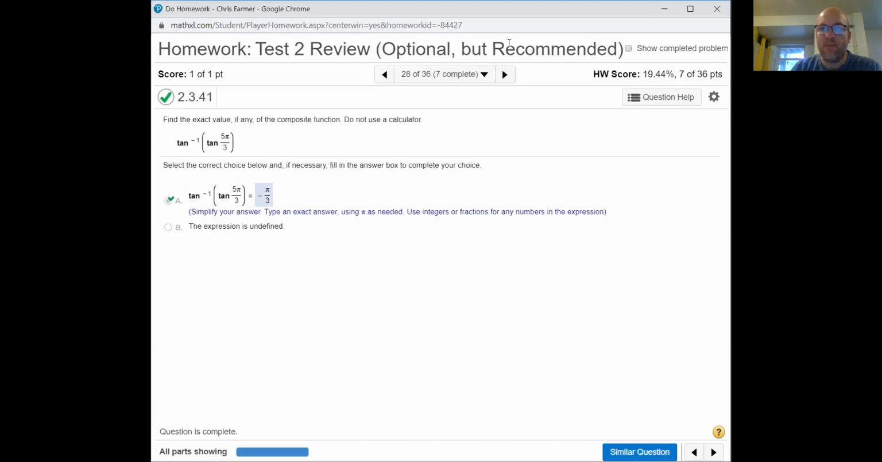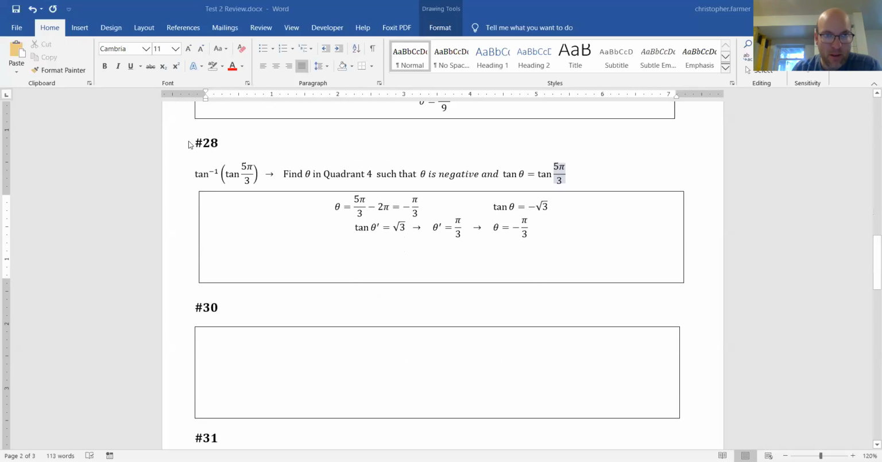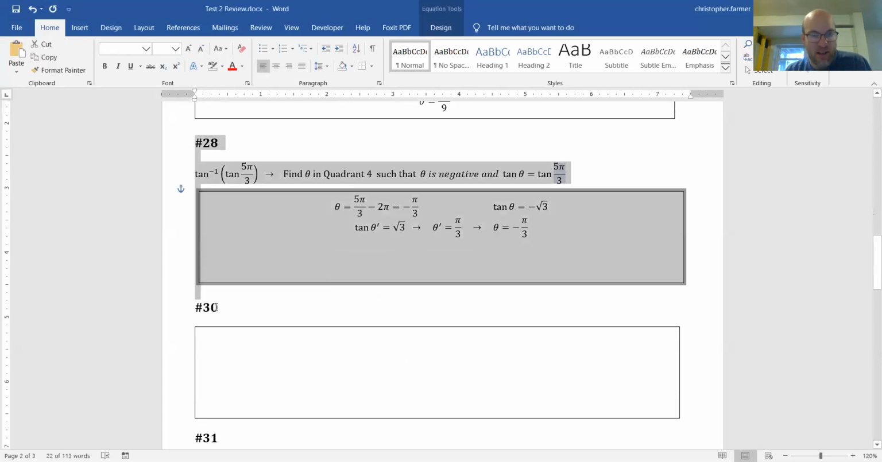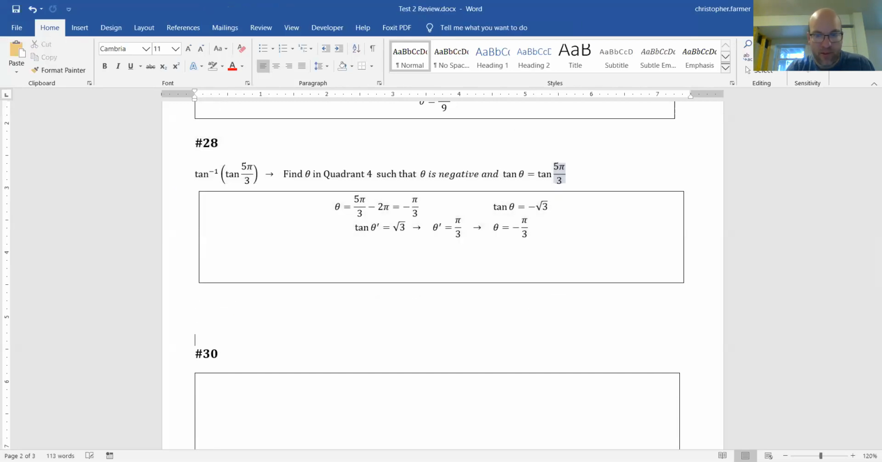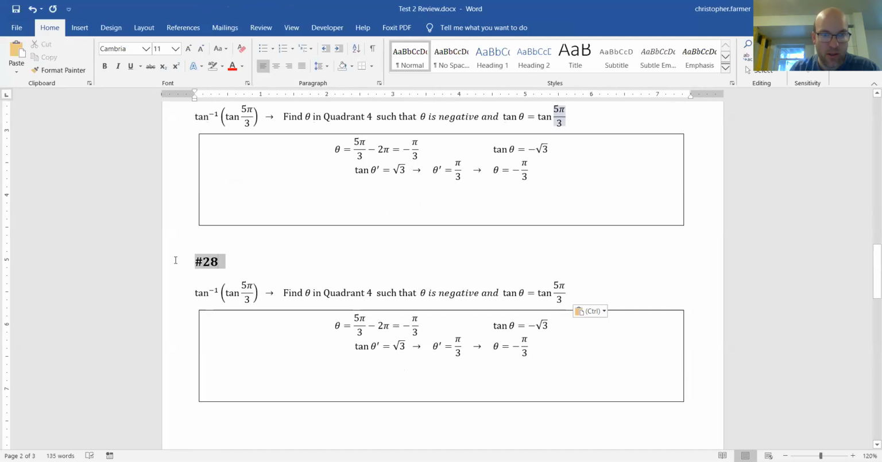Okay, so I feel like maybe I should go back into Word and talk about this just a little bit more. So let's do another problem here. I'm going to do some copying and pasting. So this is a little bit off the cuff. I apologize if this doesn't go well, but I want to do another problem very similar to number 28.